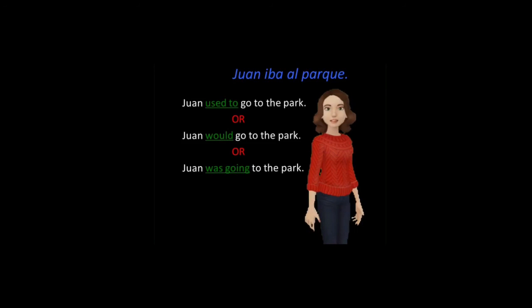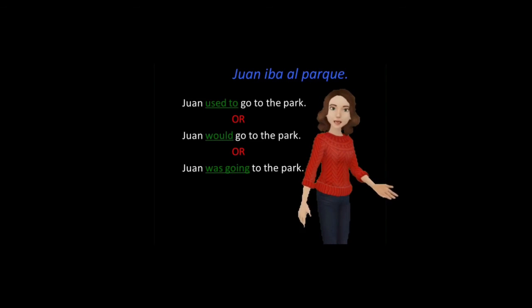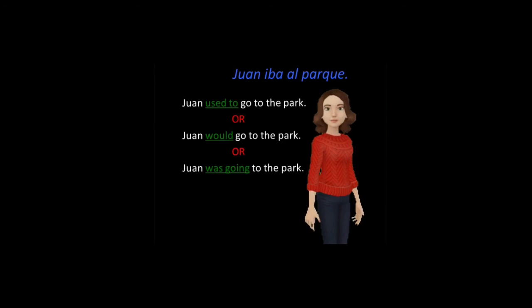Here is one more example of what the imperfect tense might look like in English with the sentence Juan iba al parque. In English, we could say either Juan used to go to the park, or Juan would go to the park, or Juan was going to the park. Remember that the imperfect tense does not work the same way as the preterite tense.